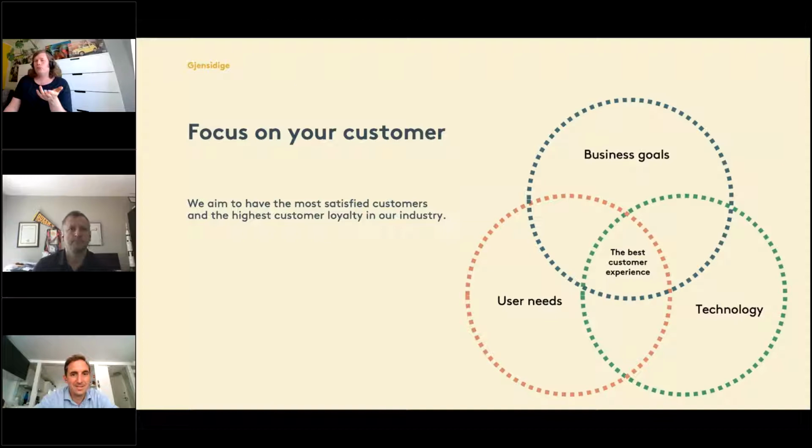So it's important doing this that you keep your focus on the business goals, the user needs, and the technology. Because at least we believe that the best customer experience happens in the intersection between these three areas. And of course, these are circles that are always moving, and you could focus on one more than another, but the mix is immensely important.